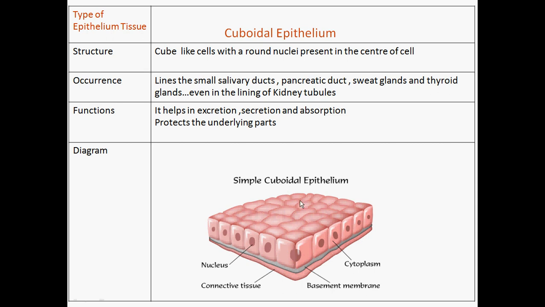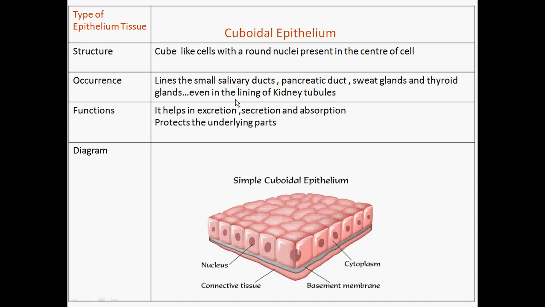If we see from the top, the cells will appear square in shape. This tissue mostly occurs in areas like the lining of the small salivary ducts, pancreatic ducts, sweat glands, thyroid glands, and even the lining of kidney tubules. Ducts are the tubes through which a gland secretes substances like mucus, sweat, oil, and hormones.